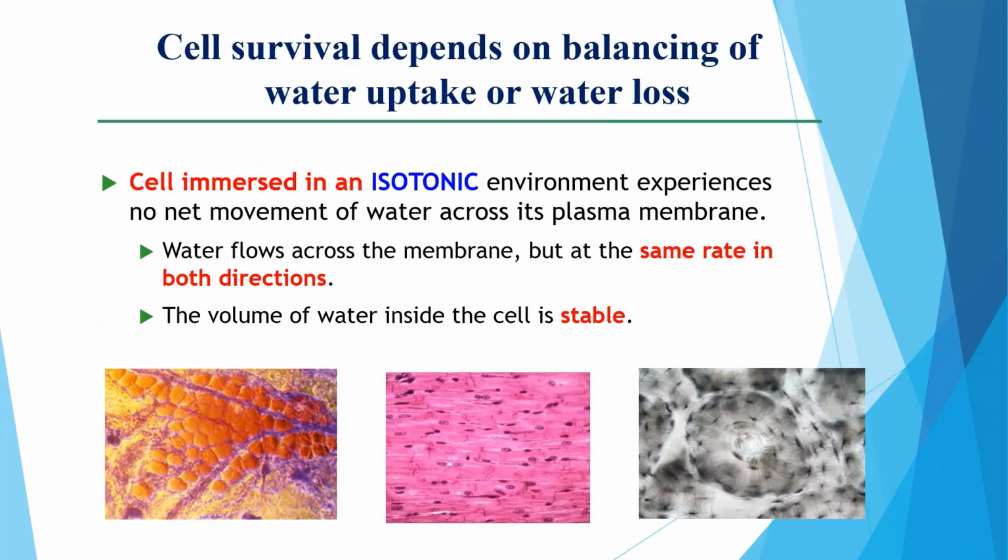Osmosis and also the water balance between the cells and the environment is very important to all living organisms. Let's say the cell is immersed in an isotonic environment, what will happen? There is no net movement of water across the plasma membrane. If there is a movement of water across the plasma membrane, it must be at the same rate in both directions.